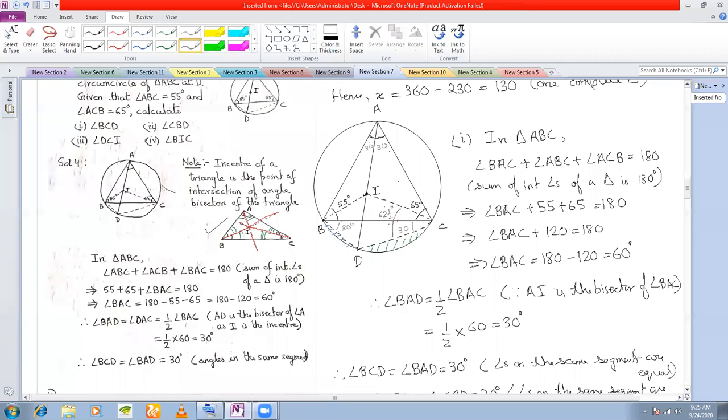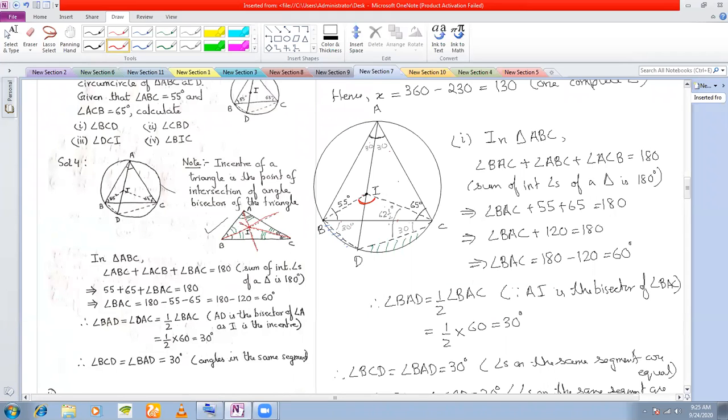Angle BIC, the fourth question. BIC means this angle. So how do I proceed with this angle? See that angle. Now remember this, do not confuse I to be the center of the circle. I forgot to mention in the beginning. Do not confuse I to be the center of the circle. I here is not the center of the circle. I here is simply the incenter of the triangle.